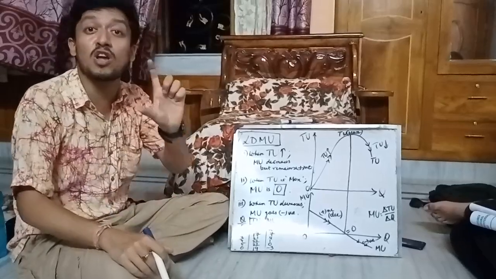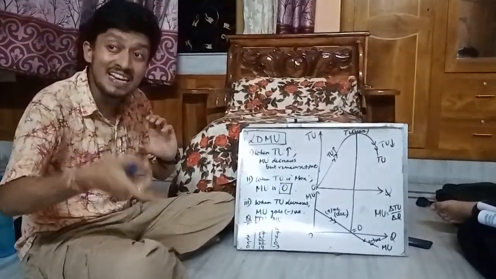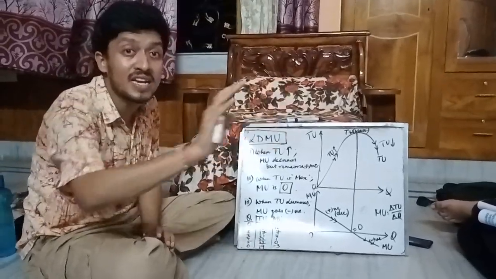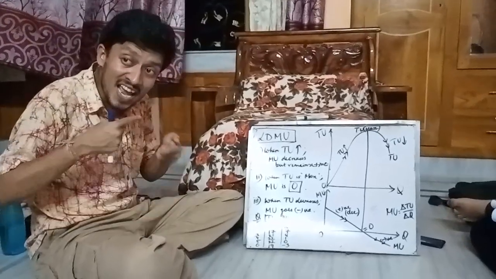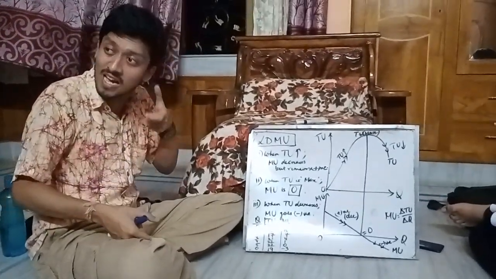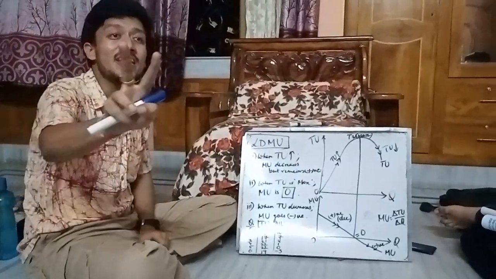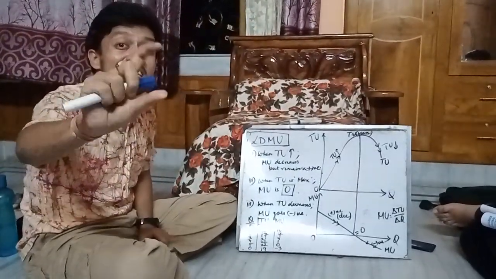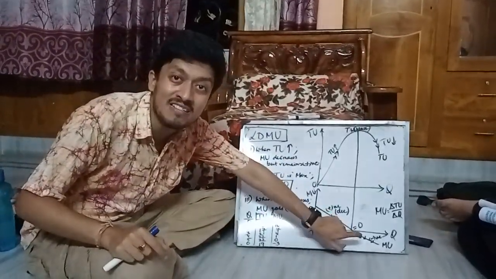Let us say that the first glass of water has given me 100 utils of satisfaction. So the second glass of water will never provide me 100. It may provide me something less. Let us say the first one is 100, the second one is 80. So what is the change? 20 units is the change. This change in satisfaction continuously decreases, goes to 0 and turns negative.